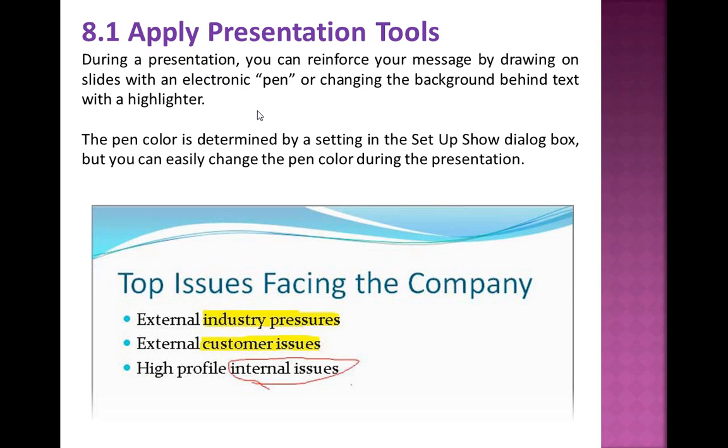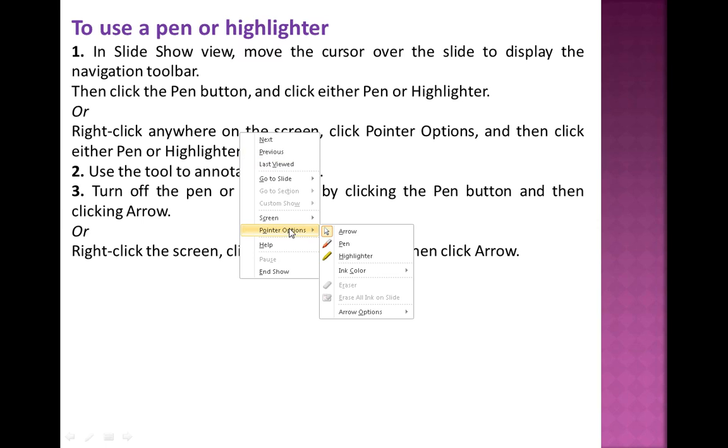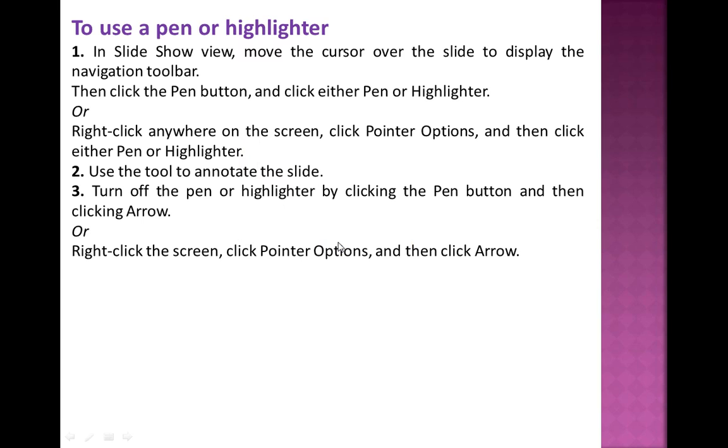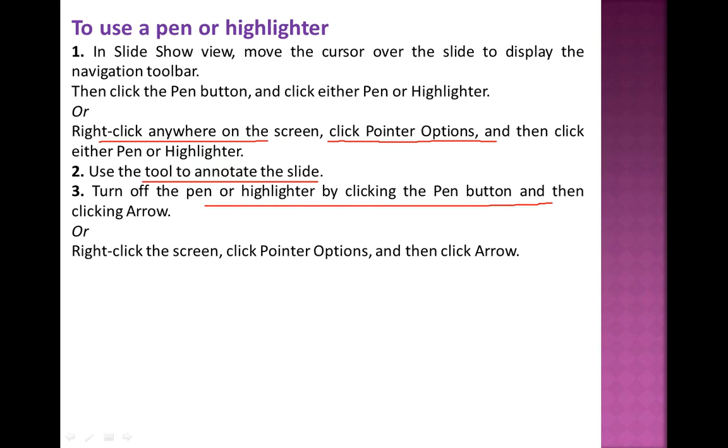Now let's see in a practical way how we can apply the presentation tool. Right click on the screen, click on the pointer options, click on the pen. If I click on the pen, it will show a red line. This is a pen. I will highlight the points. If I'm using the highlighter, this will highlight the color. This is how we can highlight the text.